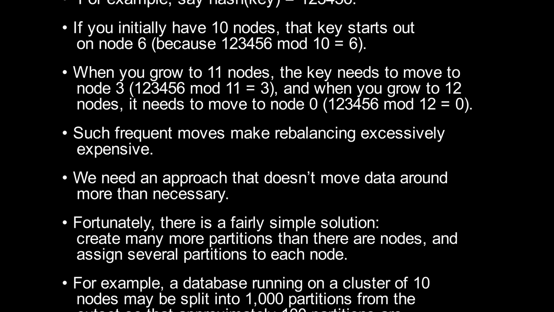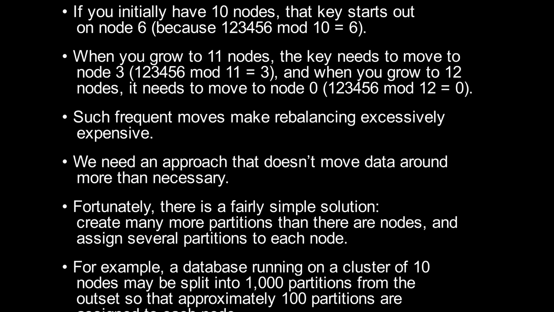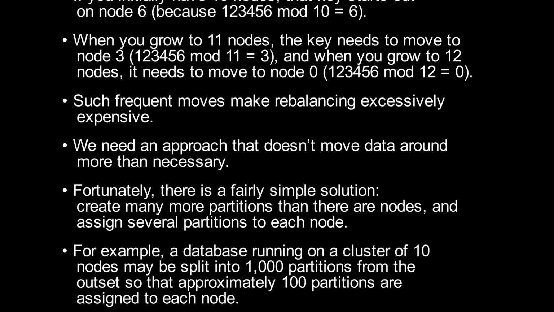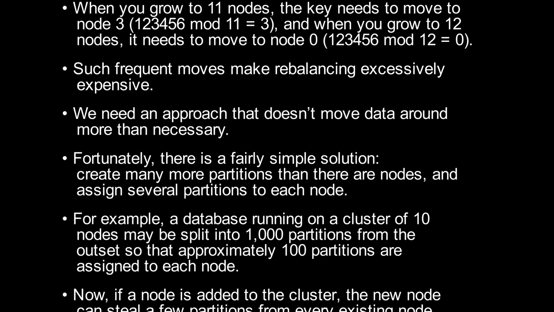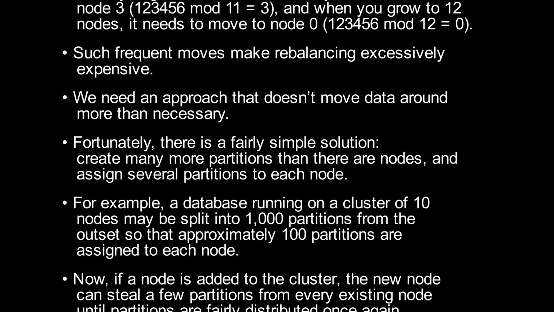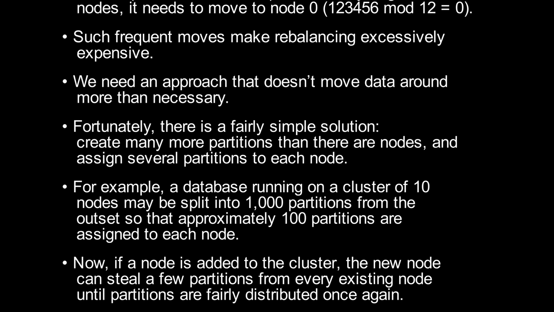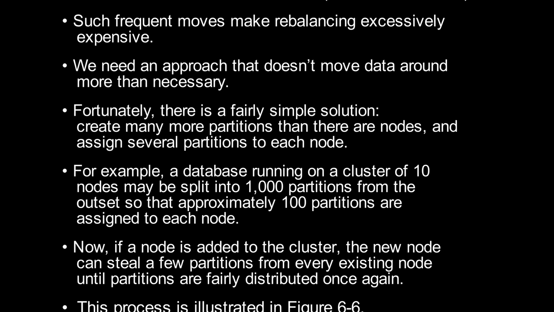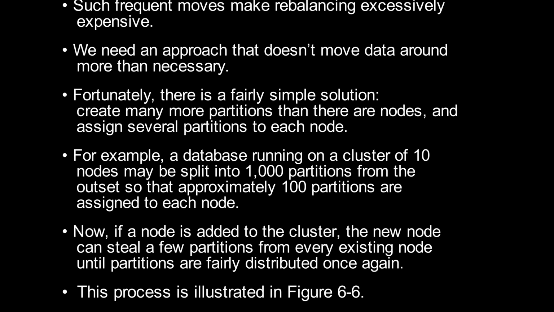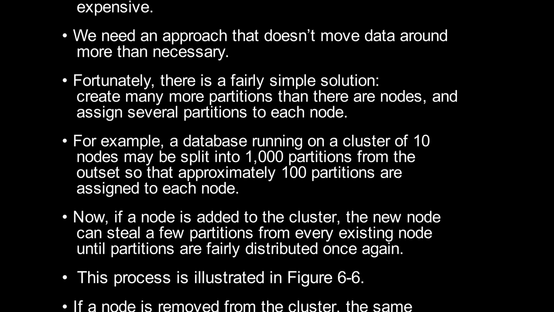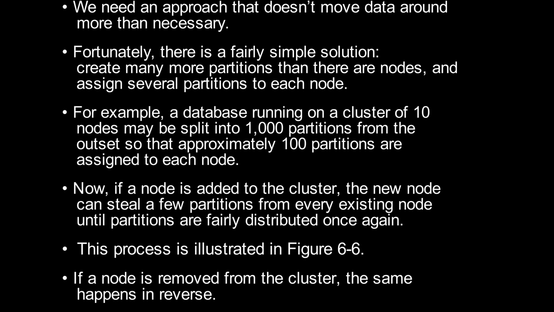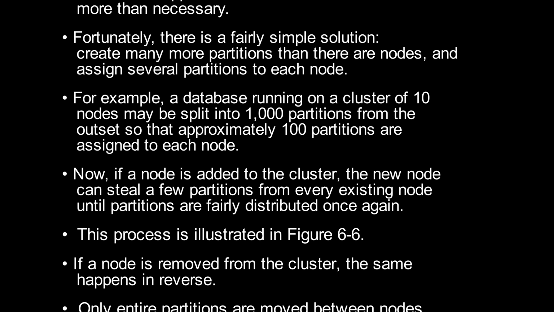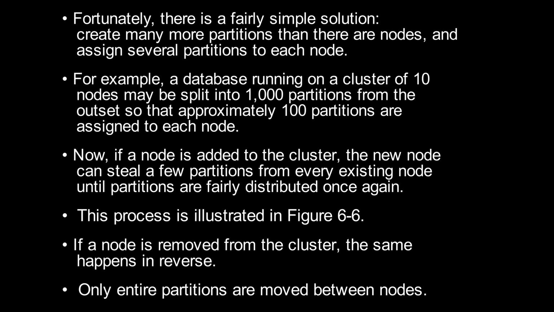Fortunately, there is a fairly simple solution. Create many more partitions than there are nodes, and assign several partitions to each node. For example, a database running on a cluster of 10 nodes may be split into 1,000 partitions from the outset, so that approximately 100 partitions are assigned to each node. Now, if a node is added to the cluster, the new node can steal a few partitions from every existing node until partitions are fairly distributed once again. This process is illustrated in Figure 6-6.